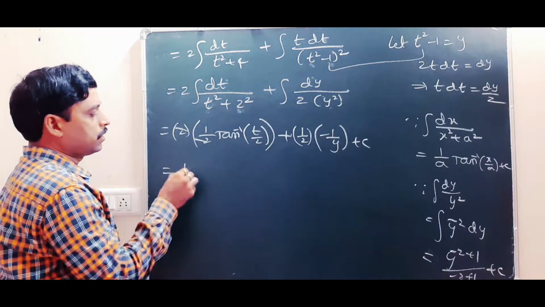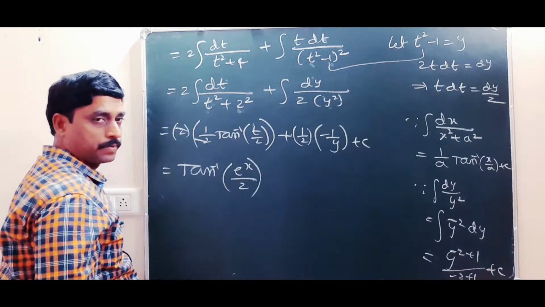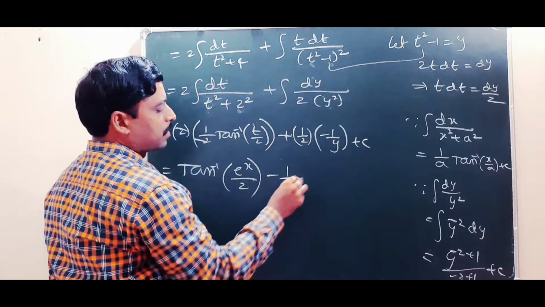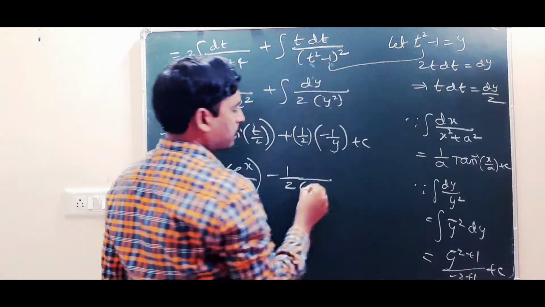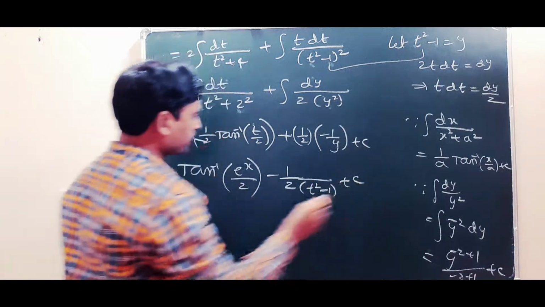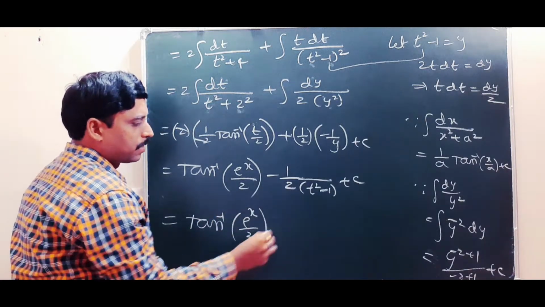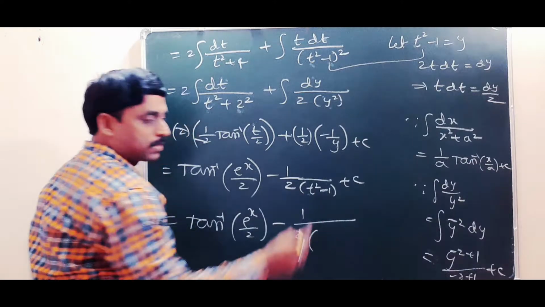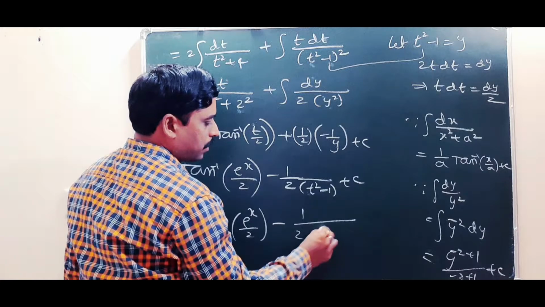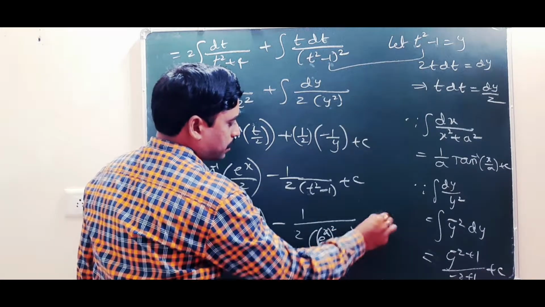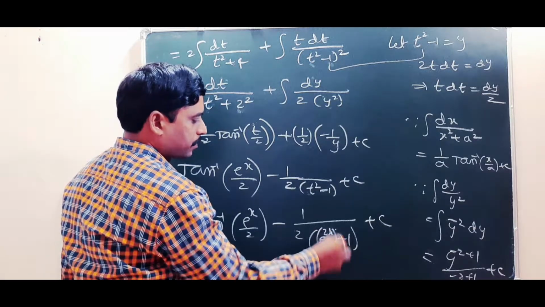So 2 gets cancelled, tan inverse of, in the place of t we should write e to the power x by 2, plus into minus, minus 1 by 2 times what is y? Y is t square minus 1, plus c. It is going to be tan inverse of e to the power x by 2, minus 1 by 2 times t square. What is t? e to the power x. e to the power x whole square minus 1, plus c. So e to the power x whole square is nothing but e to the power 2x. So this is the answer.